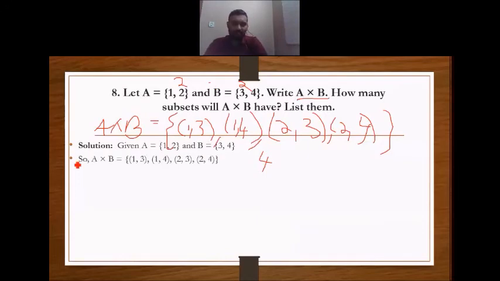So this is A cross B. The number of elements in A cross B is equal to 4. So how many subsets will A cross B have? How many subsets are possible for this set?